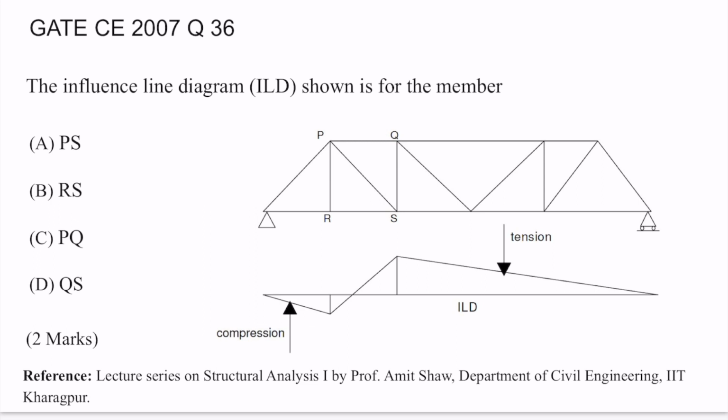Hello everyone, so today I'll be covering question number 36 of GATE 2007. The influence line diagram ILD shown is for the member. So we are given this influence line diagram and this truss. So it is asked that this influence line diagram belongs to which of the following members. So 4 options are given to us.